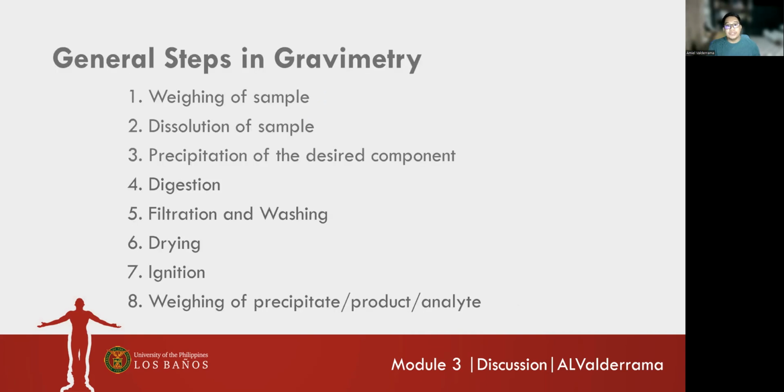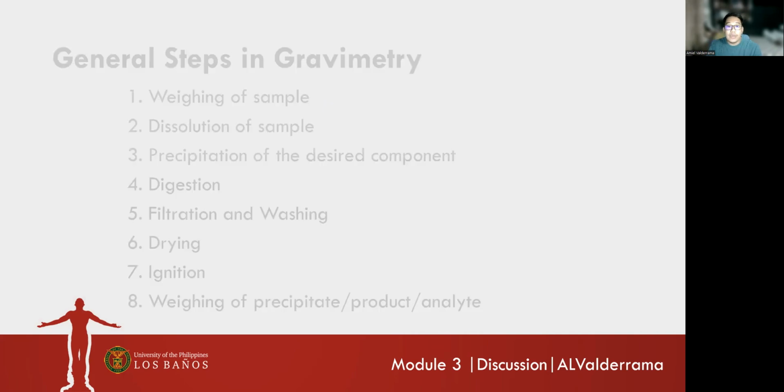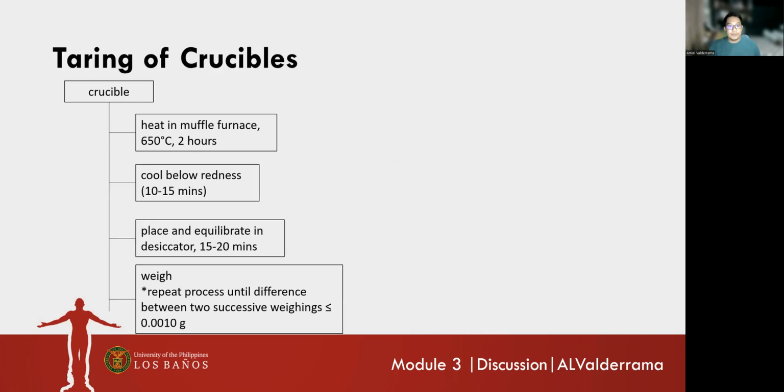But before we proceed to this, we should have also shown the importance of tearing. Before we weigh the sample, we must first tear the container of the sample, which is your crucible. Tearing of the crucible involves the heating of the crucible in a muffle furnace for 2 hours at 650 degrees Celsius, followed by the cooling of the crucible below redness for about 10 to 15 minutes.